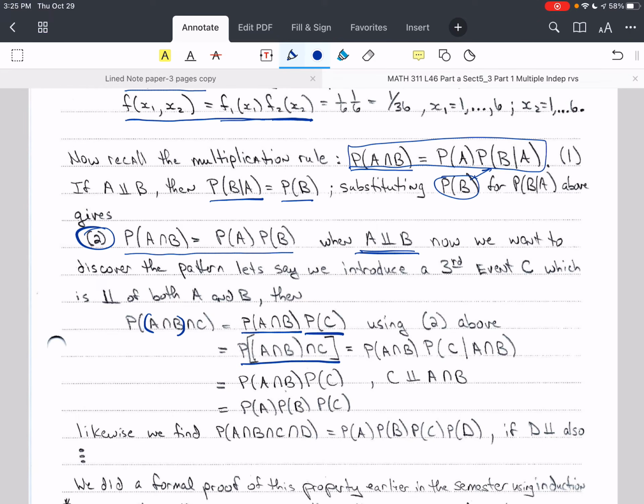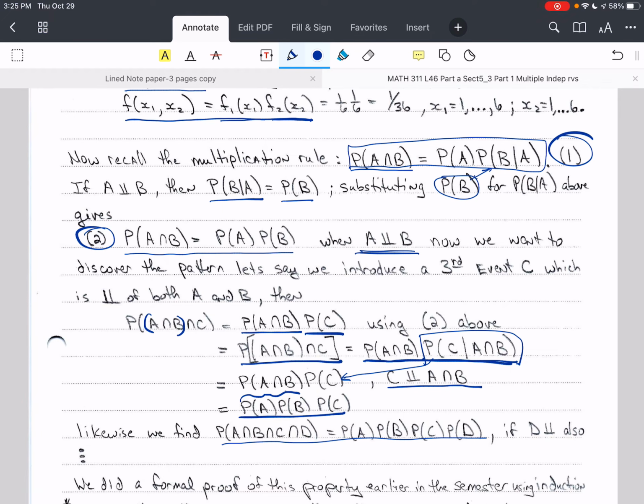Now, we can use number 1, the conditional probability statement, or the multiplication rule. And so we have the probability of A and B times the probability of C given A and B. But since C is independent of A and B, this simply reduces to this. And then we already know that the probability of A and B is the probability of A times the probability of B, and now it's times the probability of C. And so we found that the probability of A and B and C is equal to the probability of A times the probability of B times the probability of C.